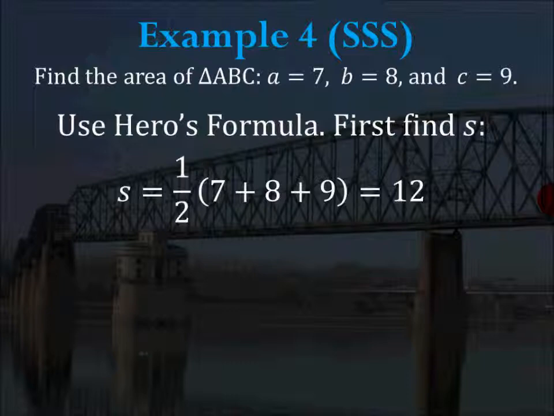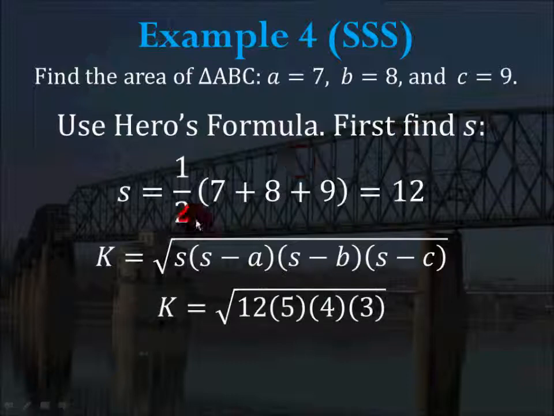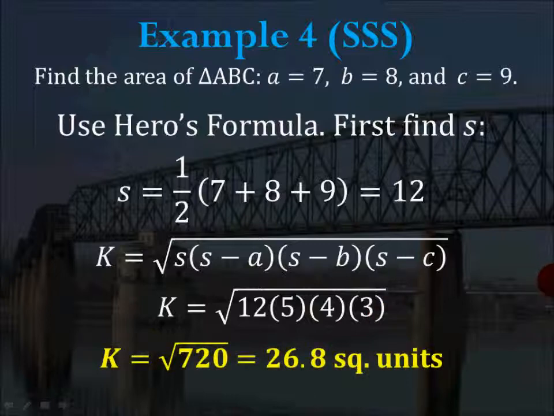So S is 12. Now, to find the area, plug it into the formula here. And you have S, A, B, and C. Plug them in. You get K is 12 times 12 minus 7 or 5, 12 minus 8 or 4, and 12 minus 9 or 3. So K is the square root of all those numbers multiplied together, which is 720. Square root 720, and you get that the area is 26.8 square units. So if you're given the sides of all three triangles, there's only one triangle that could comprise those three sides. So you use this formula, find the area. It's pretty simple.